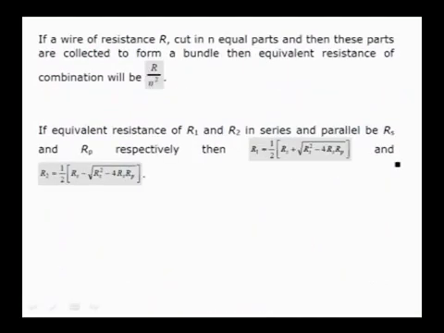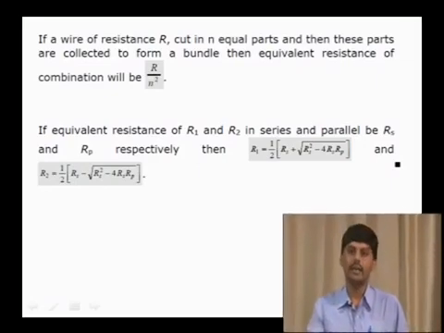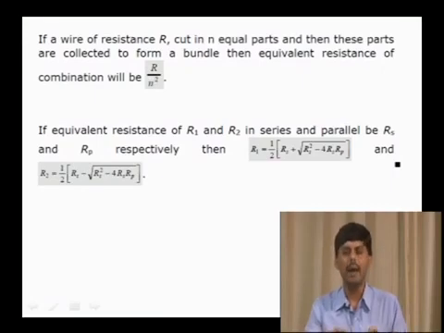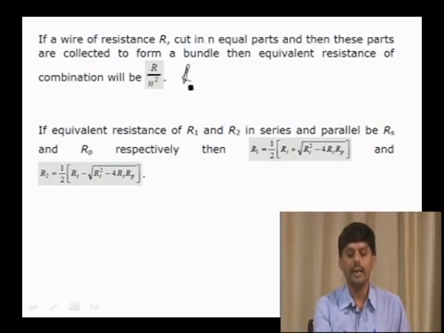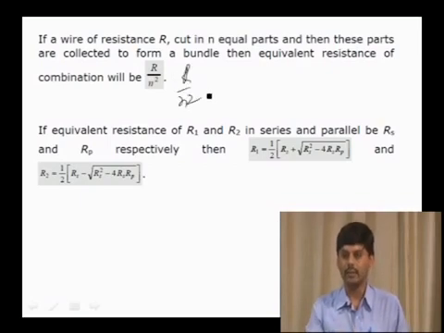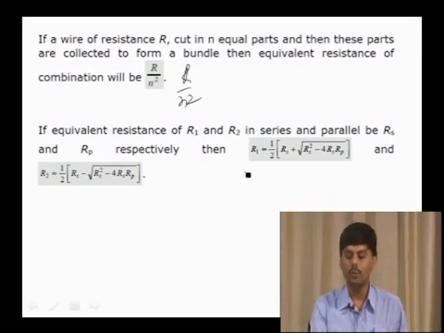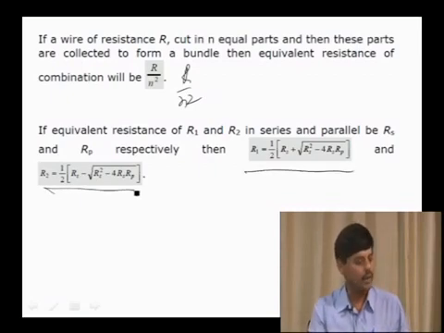If a wire of resistance R is cut into n equal parts and then these parts are connected in the form of a bundle, that means in parallel combination, then the resistance of the combination will be R divided by n squared. If the equivalent resistances of R1 and R2 in series and parallel are Rs and Rp respectively, then the resistances R1 and R2 can be calculated using these two formulas. This is for R1, this is for R2.